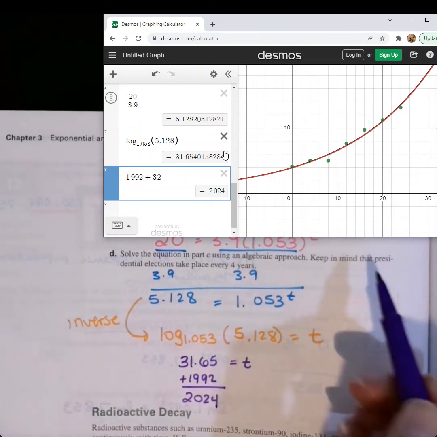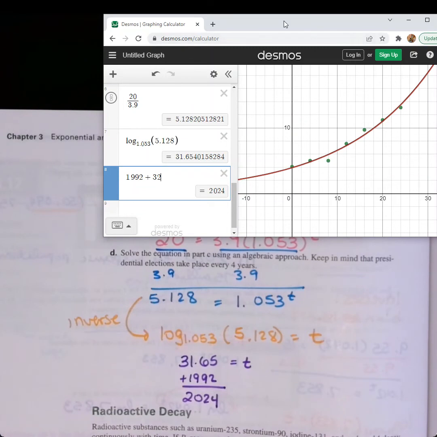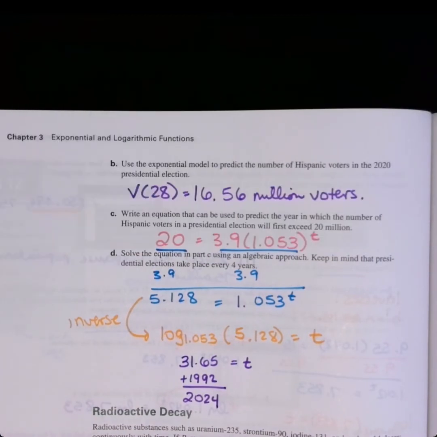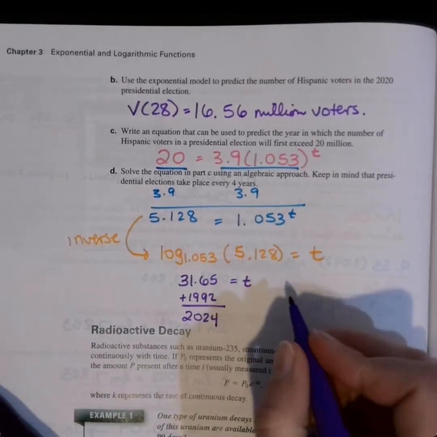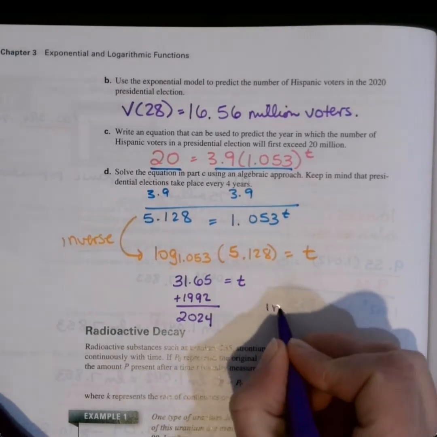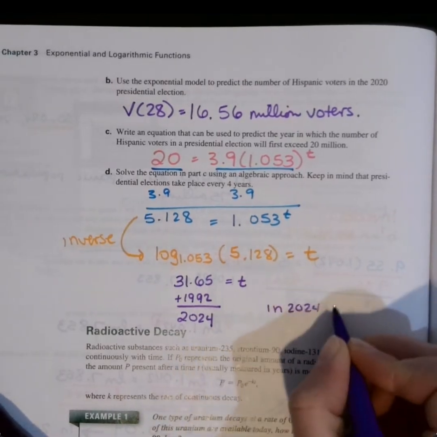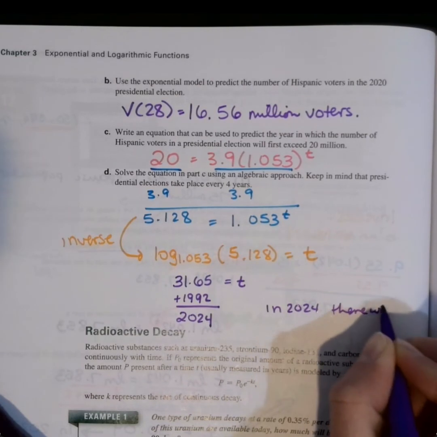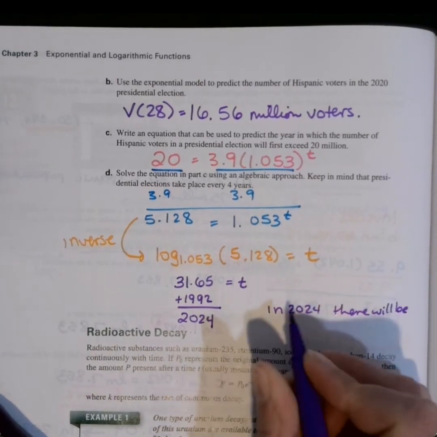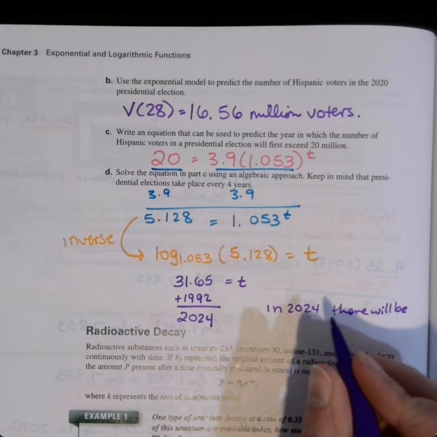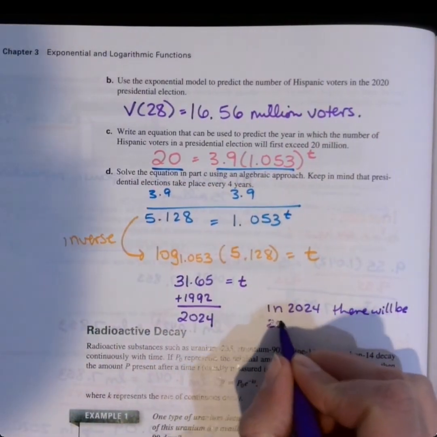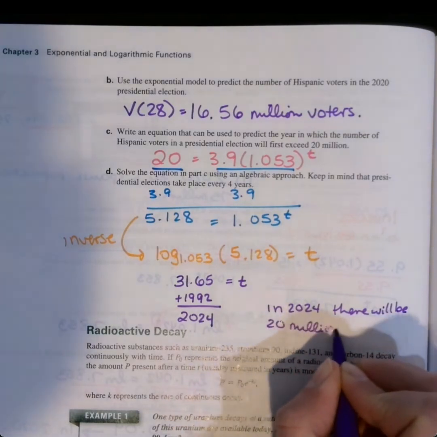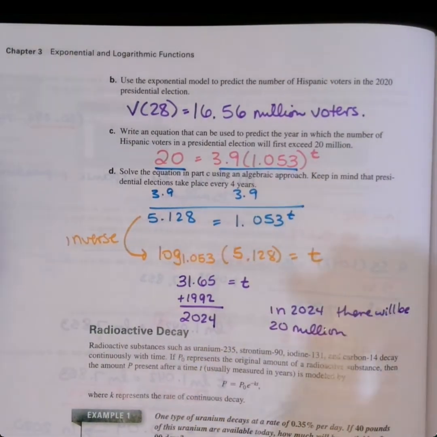They also want us to remember, keep it in mind, the elections happen every 4 years. So had I not rounded up and said 2023, obviously it's not an election year. But 2024 is an election year, so we'd round to the nearest election year for this case. So we're going to predict that in 2024, there will be, what was it? 20 million. It will exceed 20 million, so there will be more than.